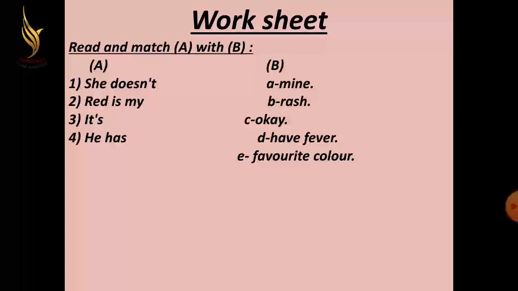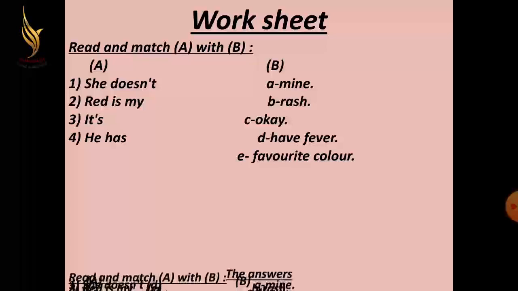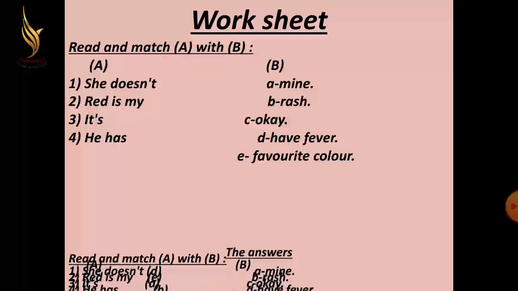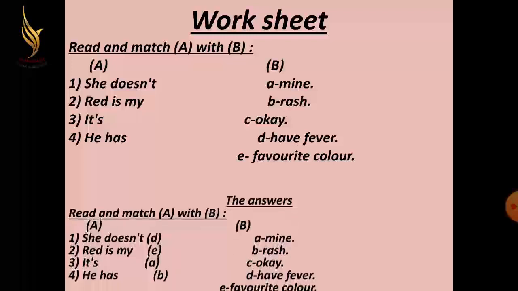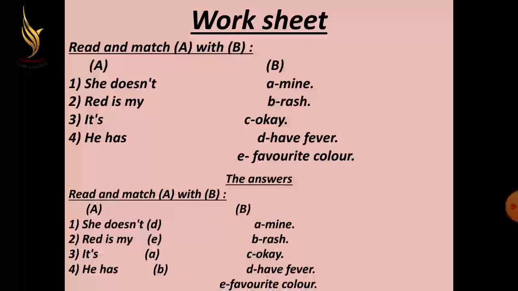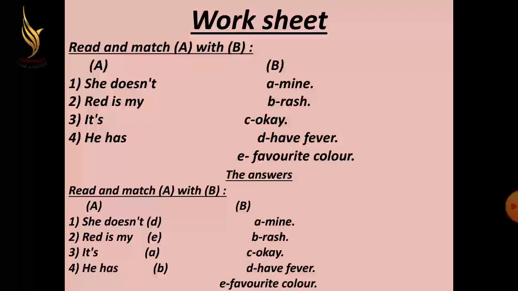Now let's move to the match. I advise you before answering the match, read all of the sentences in groups A and B. Let's read. Number 1, she doesn't. 2, red is my. 3, it's. 4, he has. Group B: A, mine. B, rash. C, okay. D, have fever. And E, favorite color. Think about the answers. You have only 1 minute.